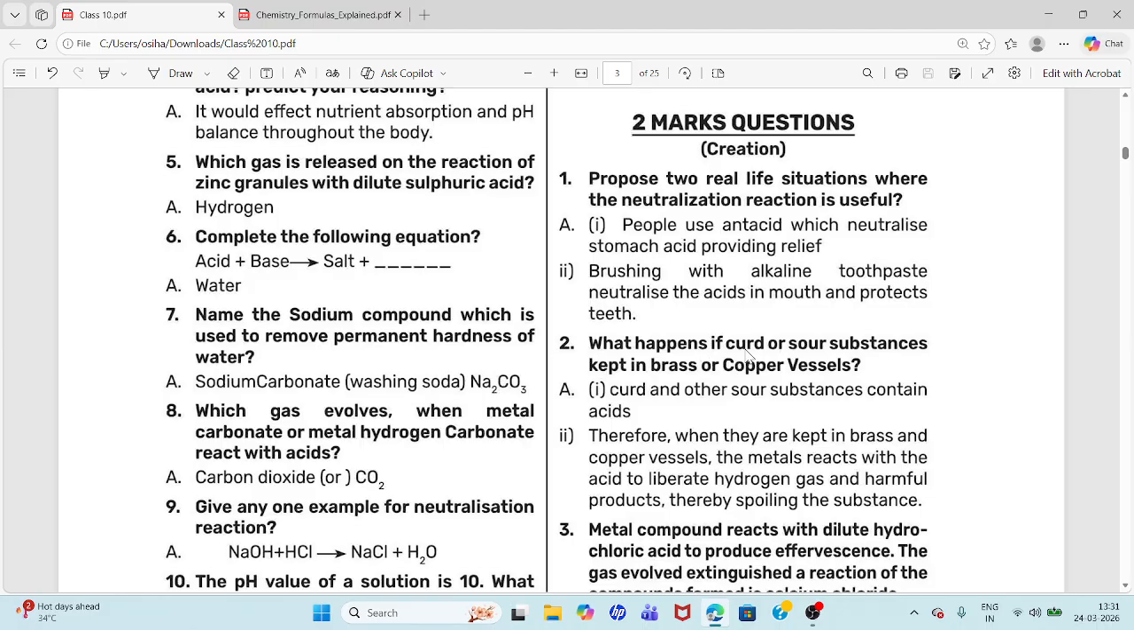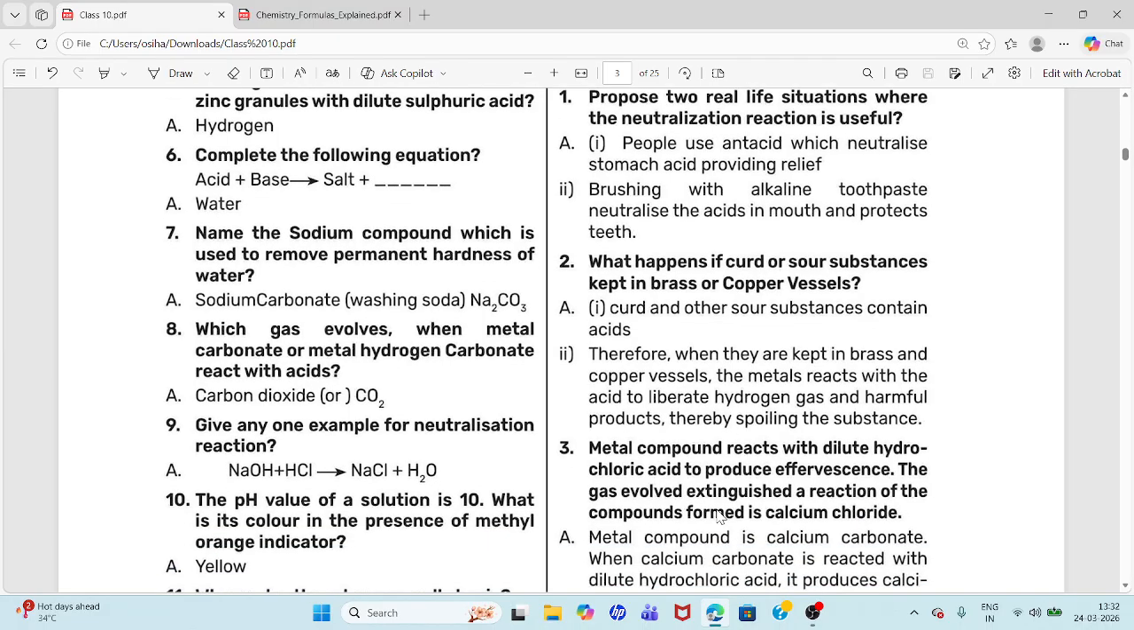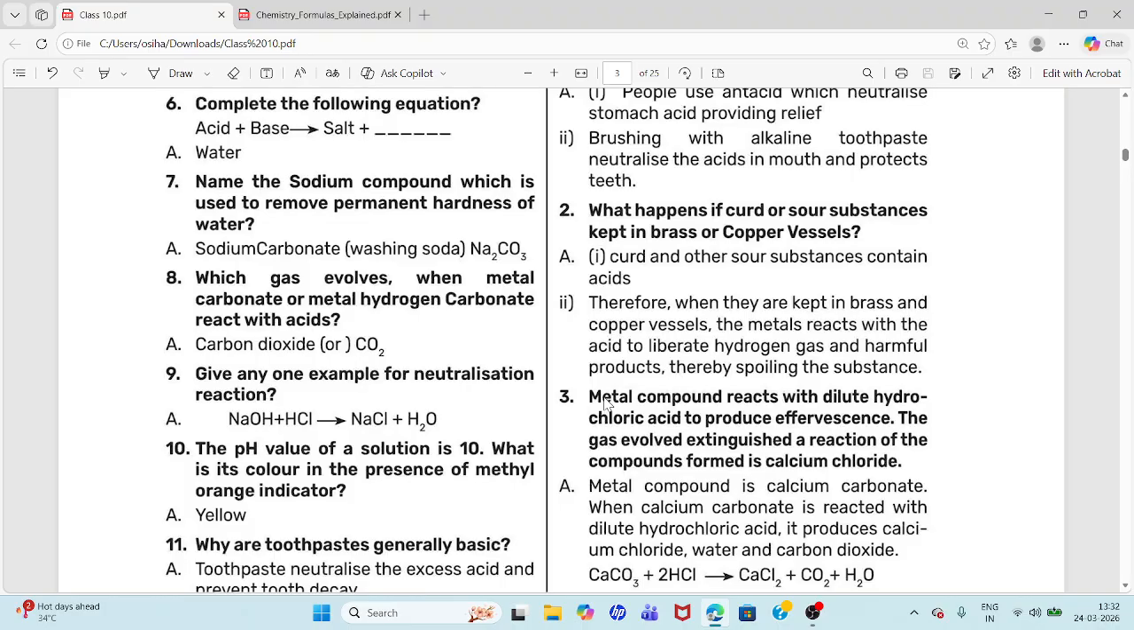Second question: what happens if curd or sour substances are kept in brass or copper vessels? Answer: you have to write in 2 points. First point: curd and other sour substances contain acids. Second point: therefore, when they are kept in brass and copper vessels, the metals react with the acid to liberate hydrogen gas and harmful products, thereby spoiling the substances.